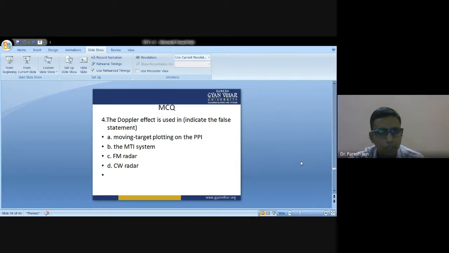Fourth, the Doppler effect is used in the following, indicate the false statement. Moving target plot on the PPI, the MTI system, FM radar, CW radar.